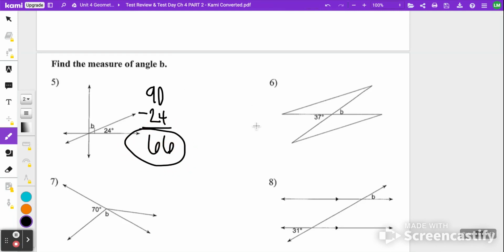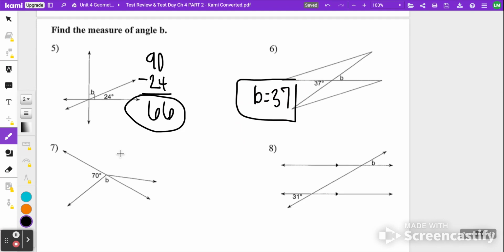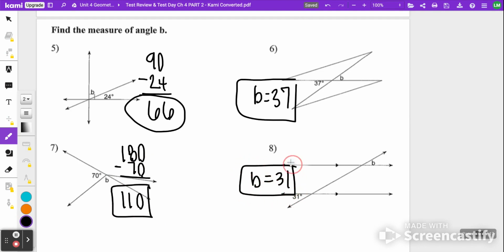For number six, these are vertical, so B is equal to 37 degrees. And number seven, these are supplementary, so I'm going to take 180 and subtract 70. I'm going to get 110 degrees. Number eight are alternate exterior angles. They are equal to one another, so B is equal to 31 degrees for number eight.